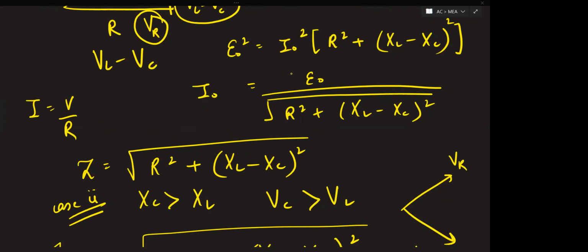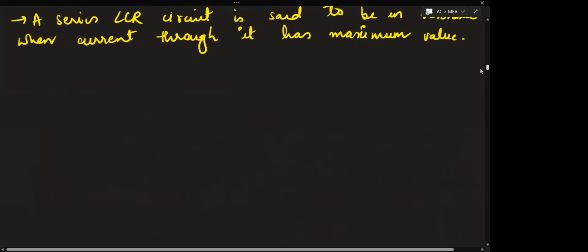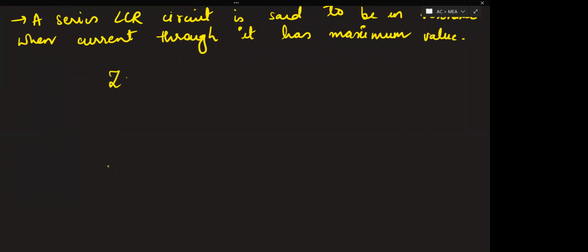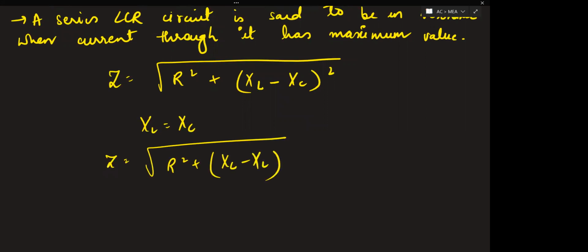So here both these terms will be equal to each other. So Z is what? Z is equal to under root R square plus either XL minus XC or XC minus XL whole square. No matter right now. Here XL is equal to XC, so put it in any manner. Z will be equal to under root R square plus XL minus XL square, which makes it under root R square, which is R. So Z here is equal to R.